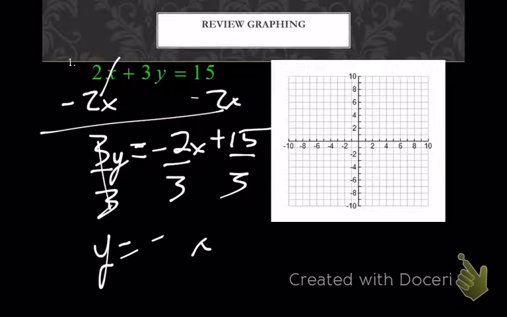And so y equals negative 2/3 x plus 5. Now we want to go graph that. The y-intercept is 5, so we start here first, and our slope is negative 2/3, so we go down 2, right 3.